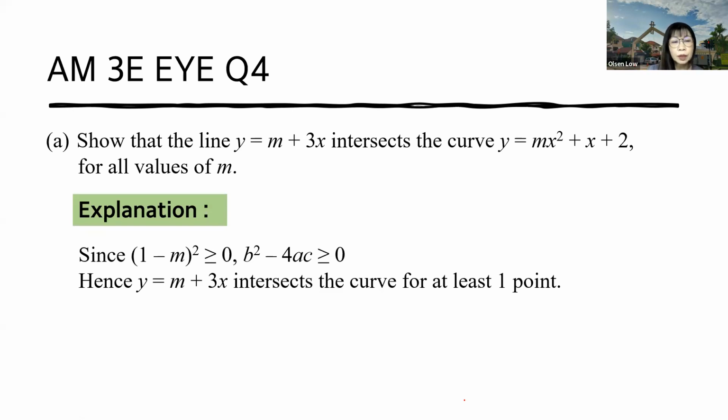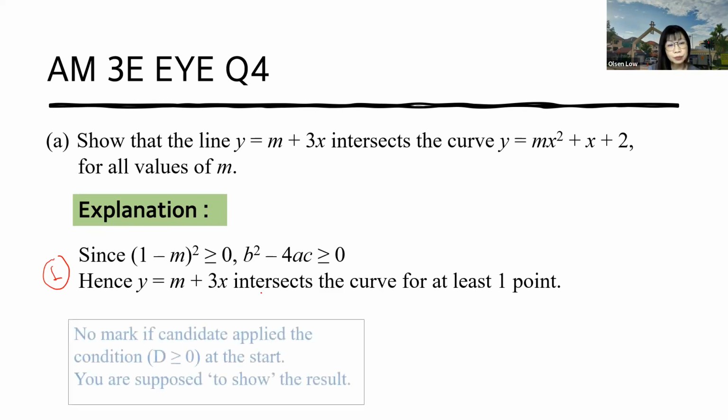So over here, what I want to link back to is that we are actually applying our PEEL. This last part here is our link. Link means you simply restate what the question asks you to prove. I just want to highlight the important point again: the question asks you to show. So if you start off the solution by stating the condition, discriminant greater or equal to 0, at the beginning, no marks will be given because it is considered a presentation error.